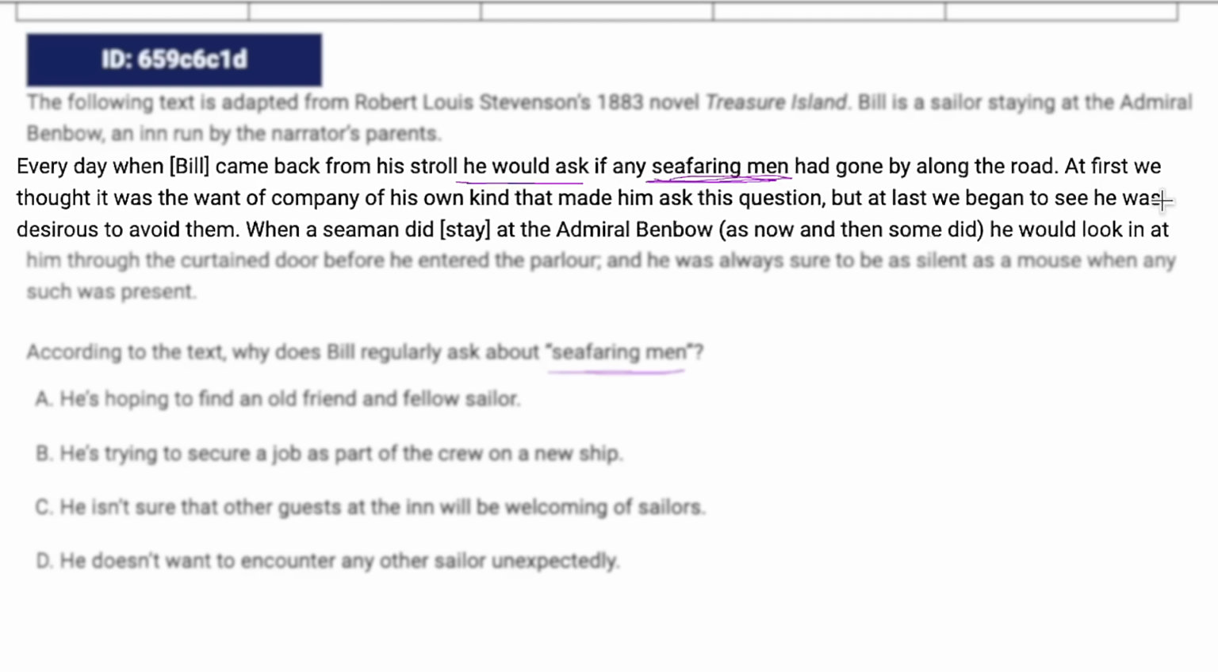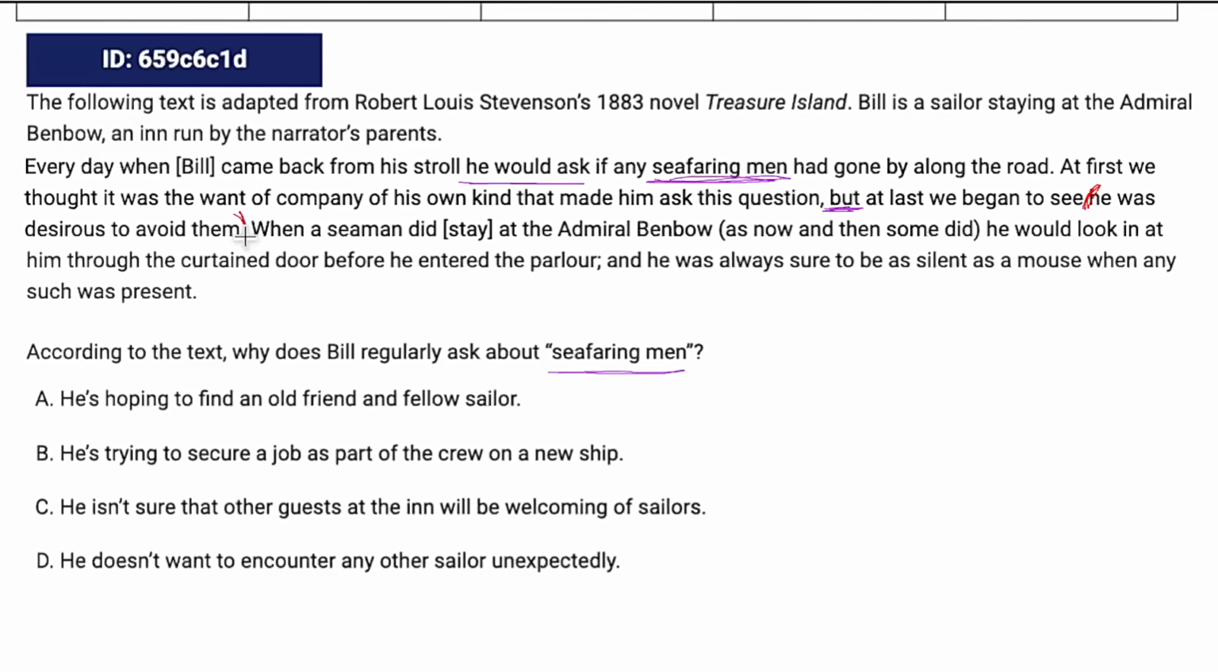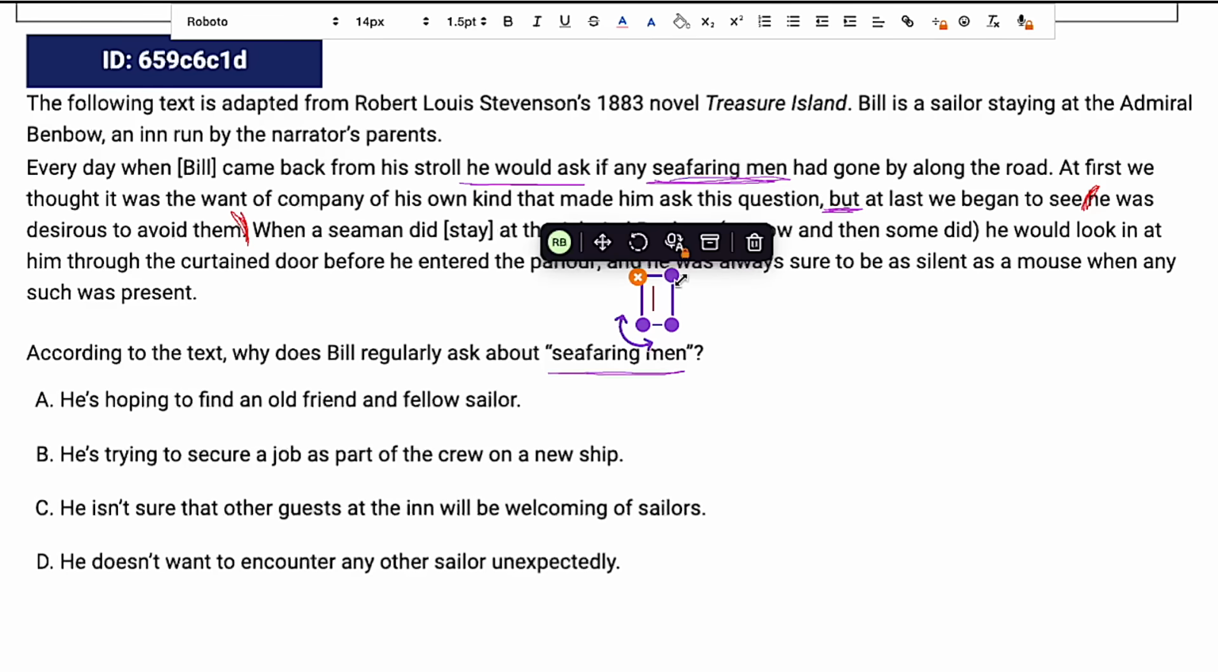Next sentence: at first we thought it was the want of company. So they're saying at first we thought he wanted company, but we began to see he was desirous to avoid them. Okay, so then that should basically be my answer, right? He was asking about them because he was desirous to avoid them. And I'm going to change this up and just put it in my own words real quick and say he didn't want to run into them.